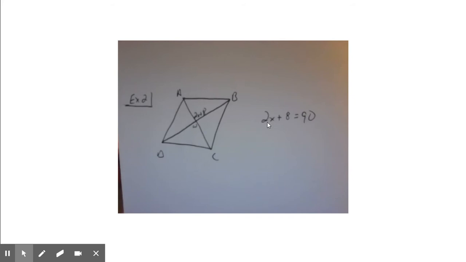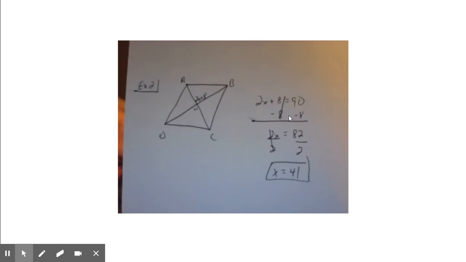So it's a two-step equation. I'm going to subtract 8 from both sides. 2x equals 82. Divide by 2. X equals 41. So again, as long as you set up the problem correctly, knowing that those diagonals are perpendicular, you can easily solve a two-step equation.